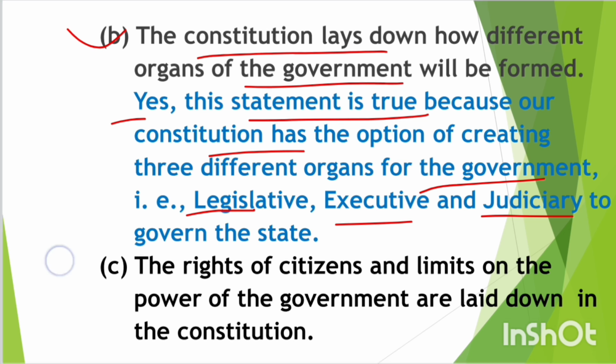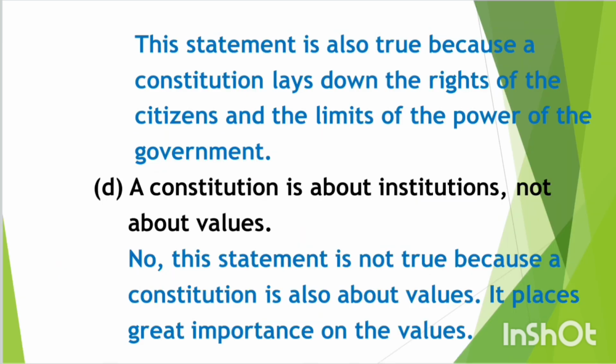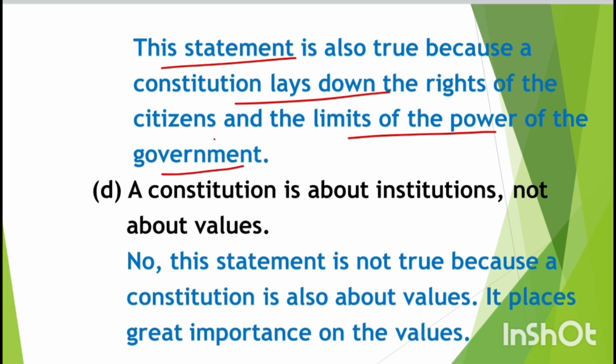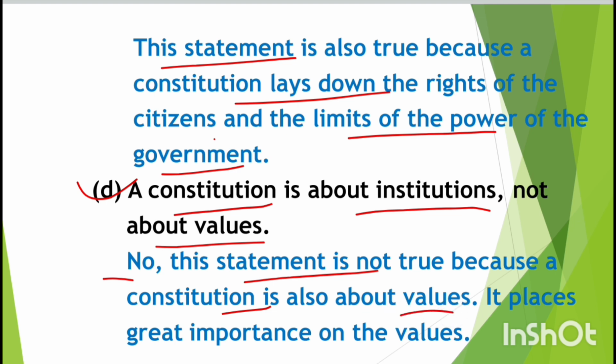So next, question number C: the rights of citizens and limits on the power of the government are laid down in the constitution. So the answer: this statement is also true, because the constitution lays down the rights of the citizens and the limits on the power of the government. So next, question number D: a constitution is about institutions, not about values. So the answer: no, this statement is not true, because a constitution is also about values. It places great importance on values.